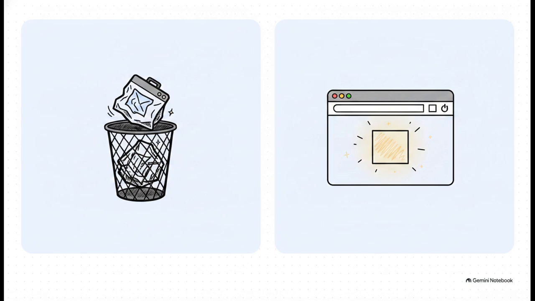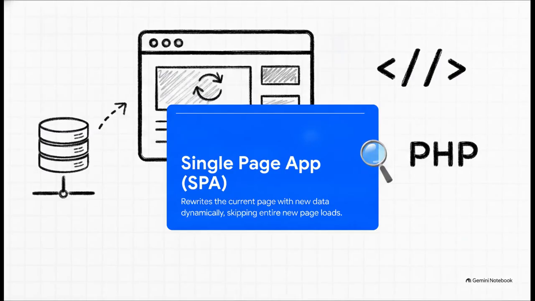But today's web relies on something way more elegant. The secret sauce here is a mechanism called a single page application, or SPA for short. Instead of trashing the whole page, an SPA simply rewrites the specific part of the screen that actually needs to change. And today, we're breaking down a really specific piece of source code, a core vanilla JavaScript and PHP setup, to see exactly how this magic happens.